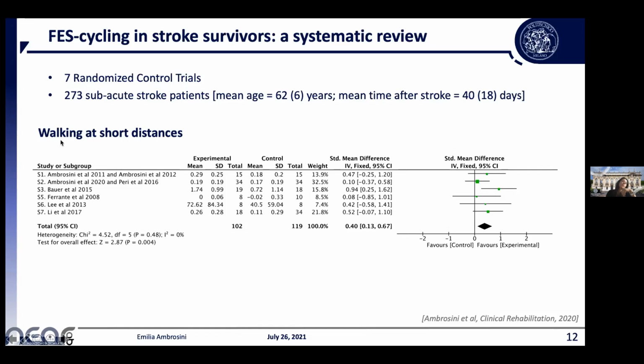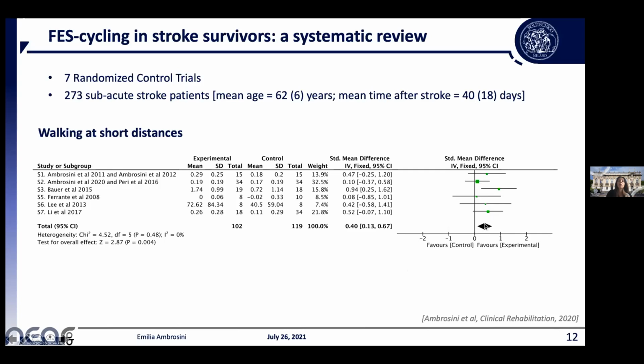Here I just want to summarize the results we found for the primary outcome, which was identified as the ability to walk short distances. This is the forest plot. I don't know if you are familiar with this type of plot, but here are the studies that we found, and this represents the mean effect of each single study with the respective confidence interval. Overall, this diamond here represents the combination of the results of each individual study.